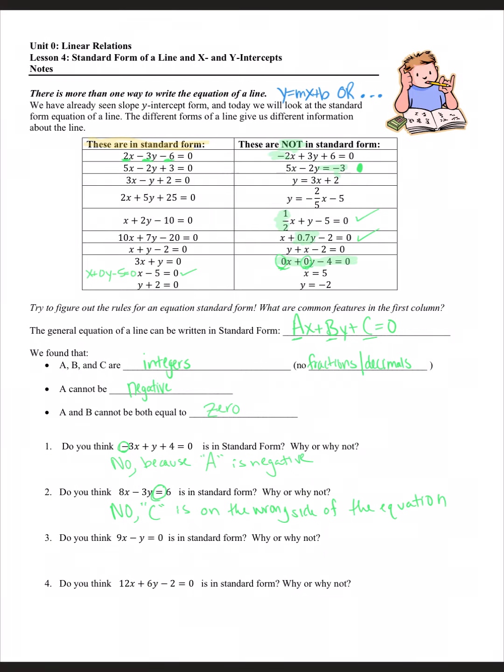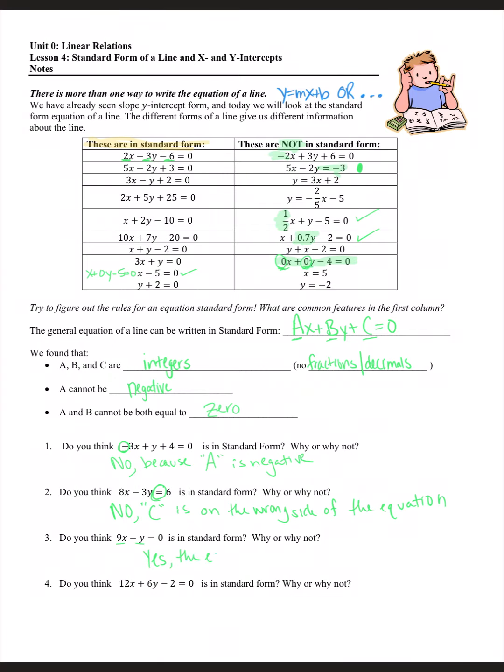I'm going to try one more together, and then you guys can try that last one. Do you think 9x minus y equals 0 is in standard form? Why or why not? Okay, so we have our x, we have our y. We could assume that there's a constant of just plus 0 if there's nothing written there. So it looks like everything's checking out. There's no fractions, there's no decimals. Our a is not negative, and a and b are both not 0. So we can say yes.